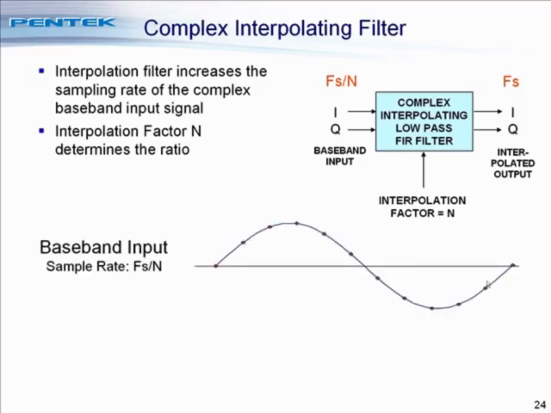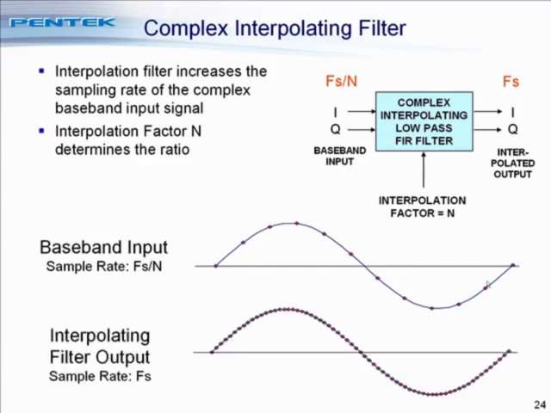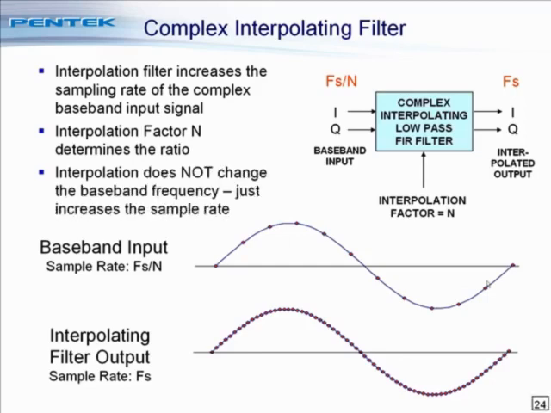Here's a waveform representing the lower sampling rate baseband input, which is sampled at Fs over n. At the output of the interpolating filter, here's the same signal but sampled at a much higher rate Fs. Notice the waveform is exactly the same, and in fact interpolation does not change the baseband frequency. It just increases the sample rate. It's the same sine wave that we had at the input, but just with a much higher sampling rate, many more samples throughout the cycle of this waveform.